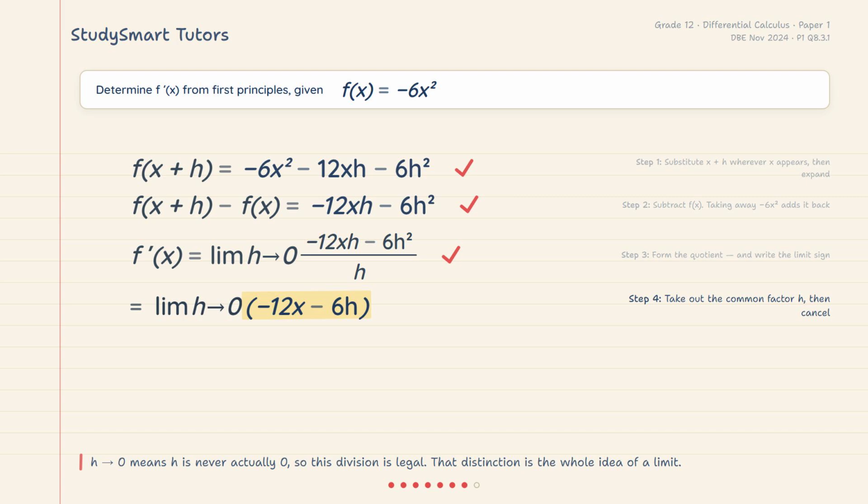This is the step people get nervous about. You are dividing by something heading for 0. It is fine, because h is not 0 yet. It is only ever approaching. And notice the limit sign is still there.